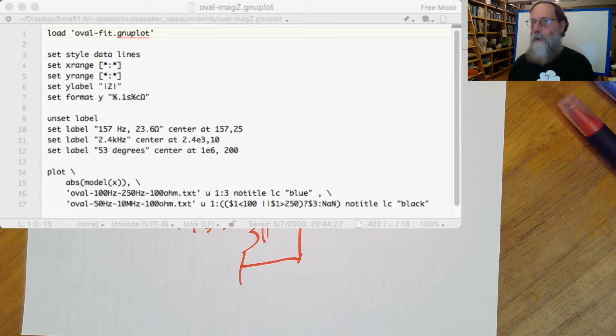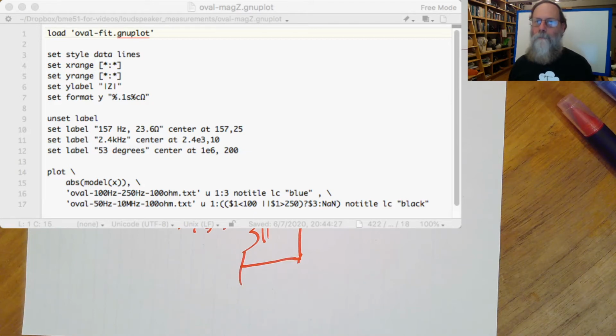Set the label for the Y range, because I didn't do that in the definitions file that the fit file calls, and set a format. So this is just making the plot look readable. Then I've got some parameters here, some labels. The unset label erases any previous labels that were around.